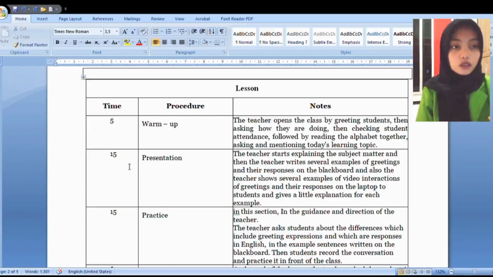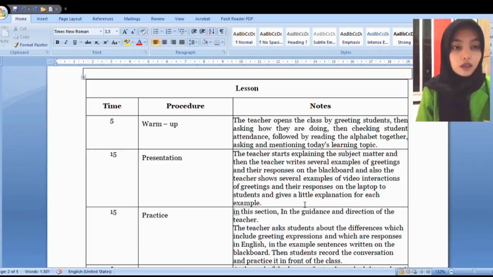5:10 presentation. The teacher explains the subject matter, and then the teacher writes several examples of greetings and their response on the blackboard, and also the teacher shows several examples of video instruction of greeting and their response on the laptop to students, and gives a little explanation for each example.